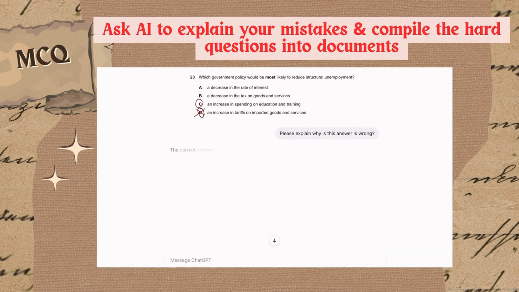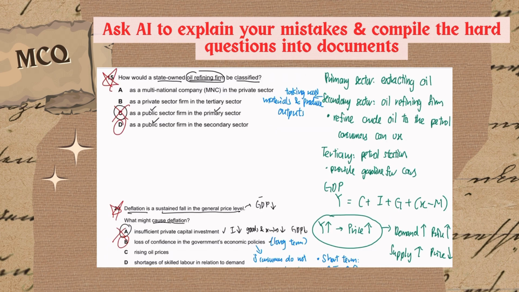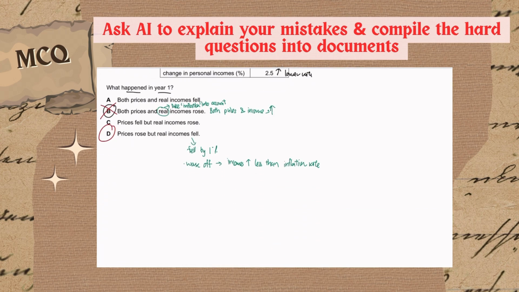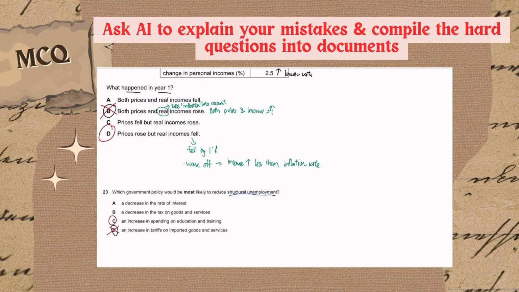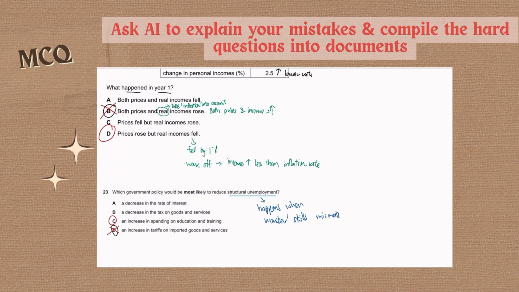You can use AI for quick explanations if you don't know why an answer is wrong. Later, screenshot the tricky questions and compile them in a document or notebook. This is very important as you can revisit them before the exam.